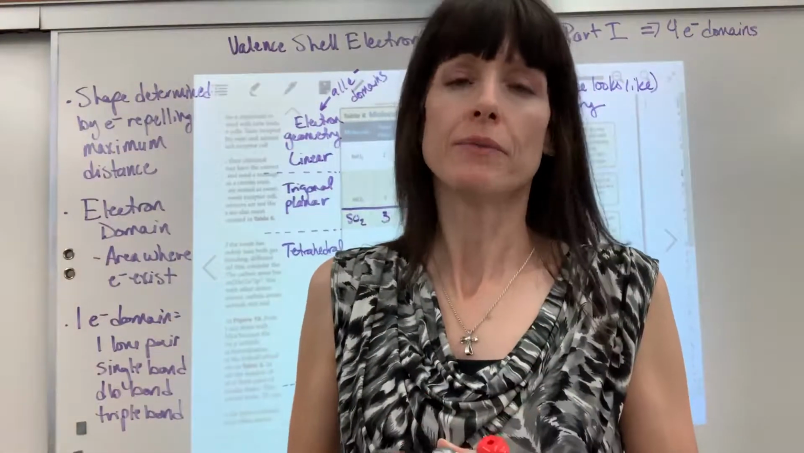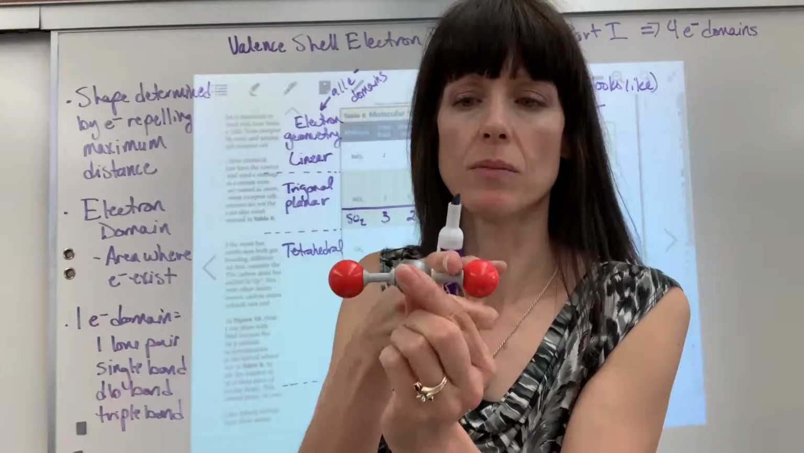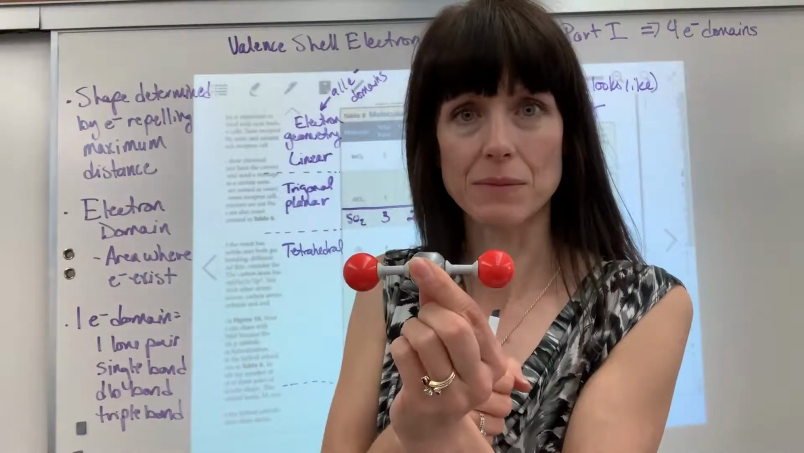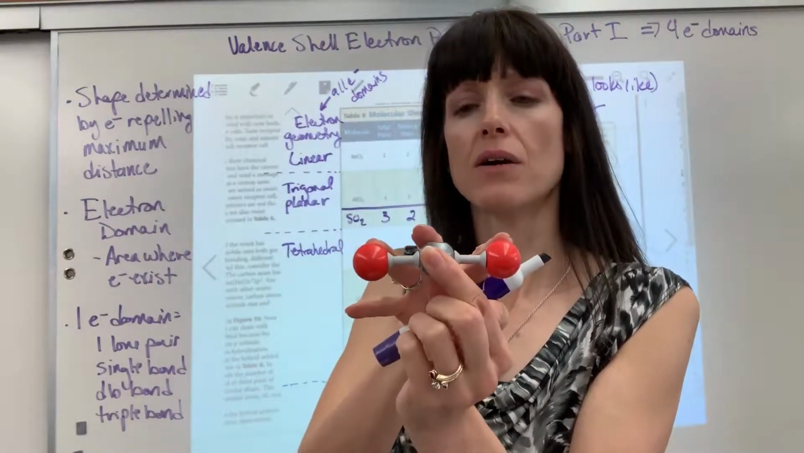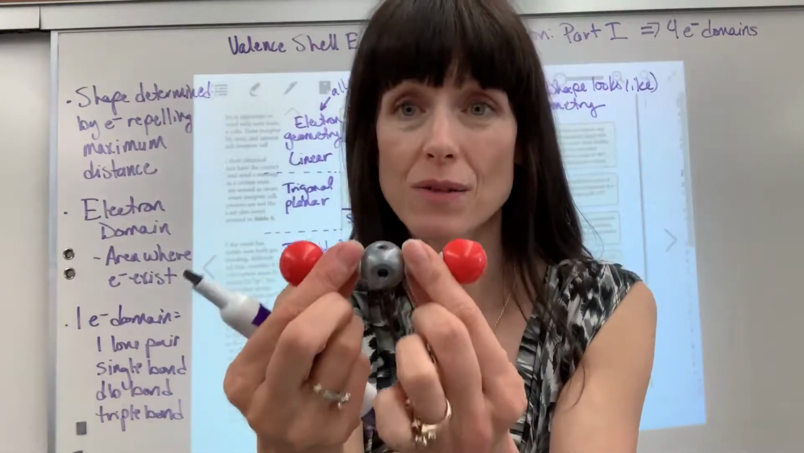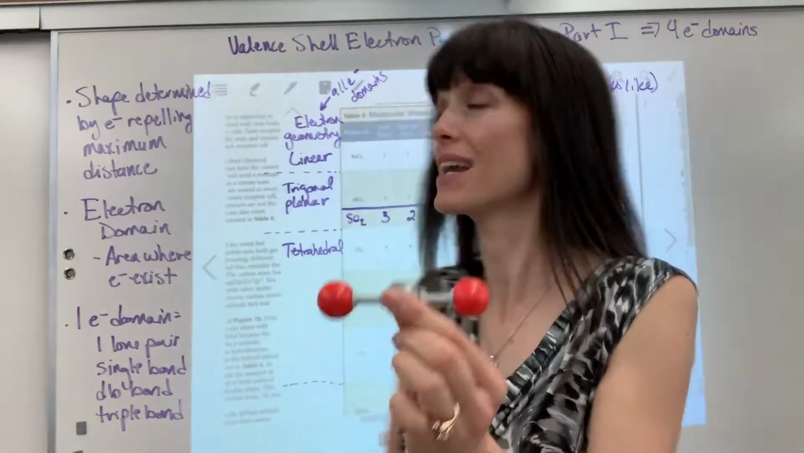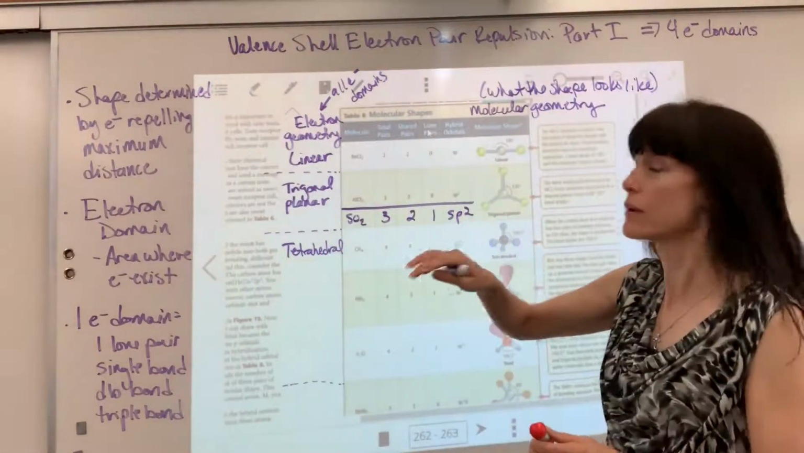So let me give an example. Beryllium in the center, single bonded to my 2 chlorine atoms. These chlorines are going to repel each other. It's because of those 2 bonds, a maximum distance, which means their distance is 180 degrees. So look how we write that down.